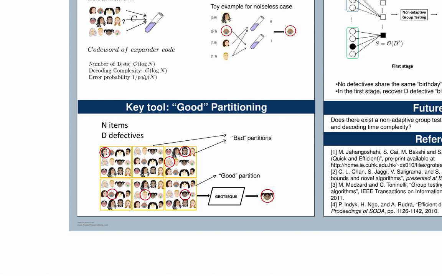So what we want to ensure is that if we partition our set of items in such a manner that there's a constant probability that every group has exactly one defective, then we can use the GROTESQUE toolbox developed above to figure out which that defective is.